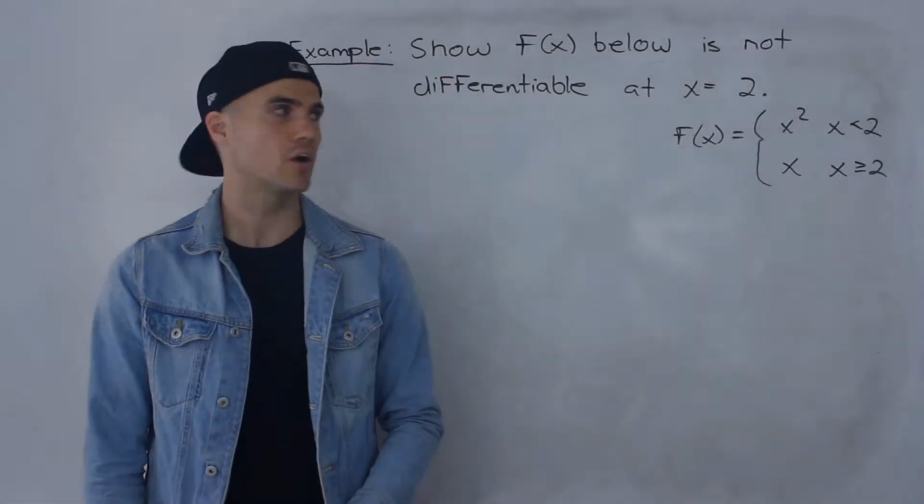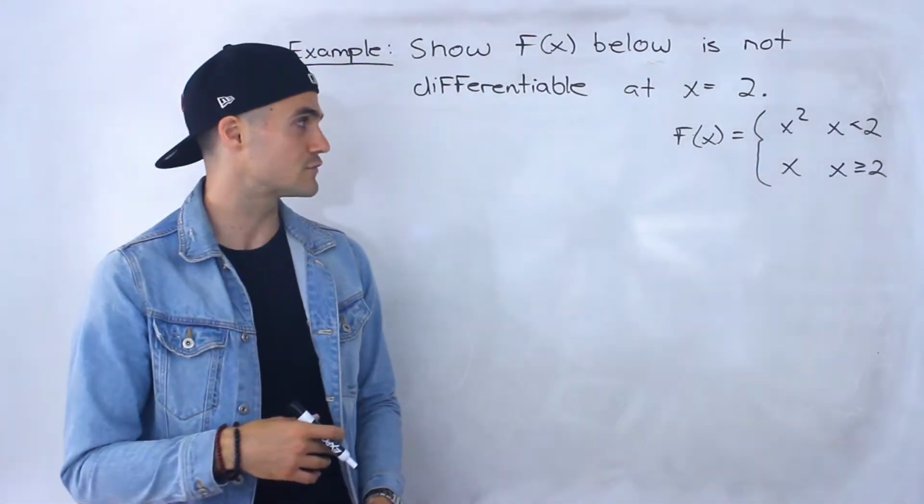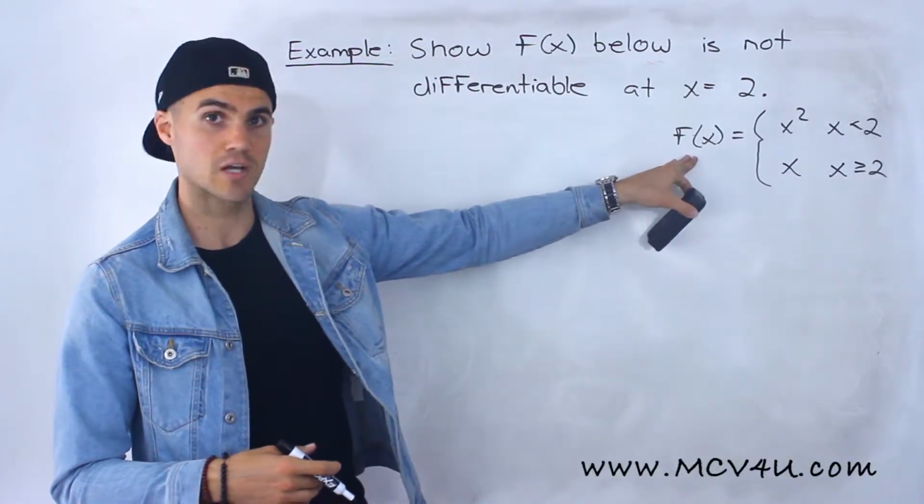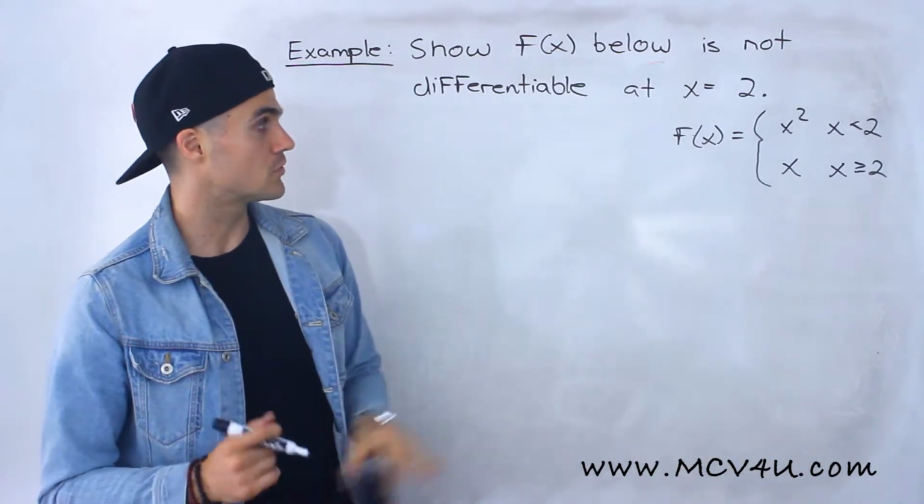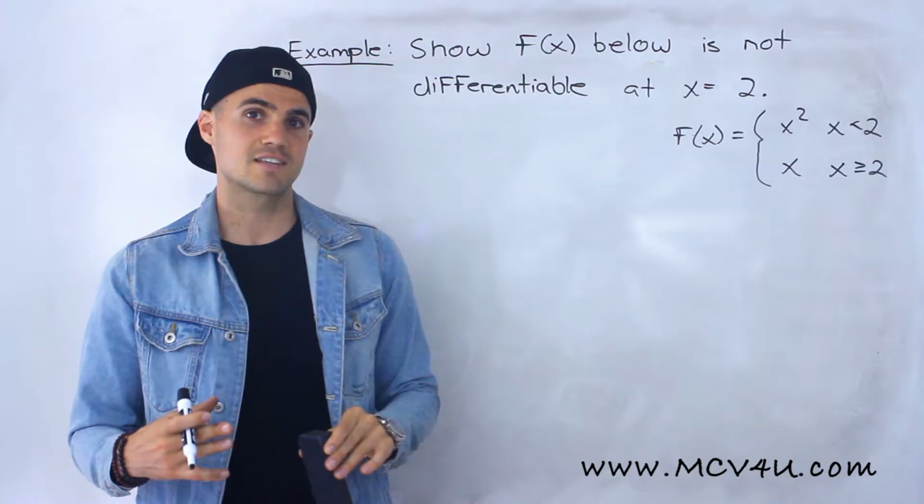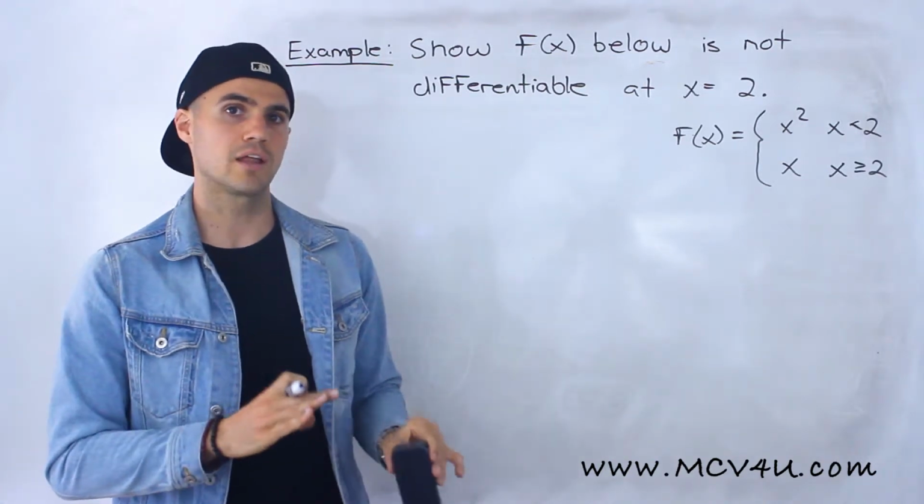Patrick here, and moving on to another example dealing with differentiability. We have to show that this function f of x, this piecewise function, is not differentiable at an x value of 2. So just want to give a heads up that this is a pretty complex example.